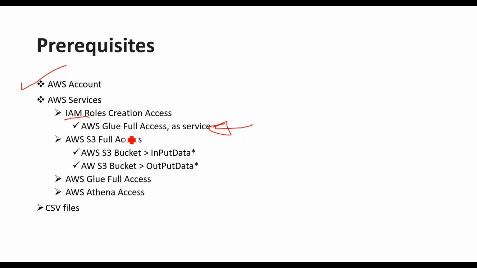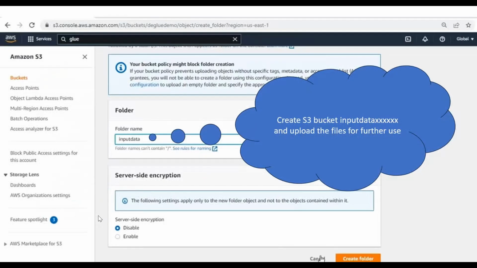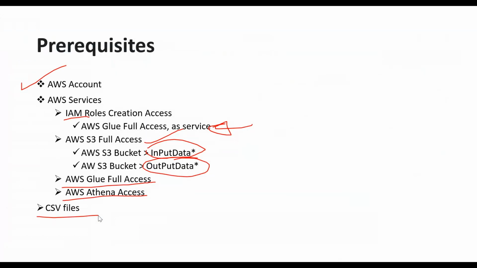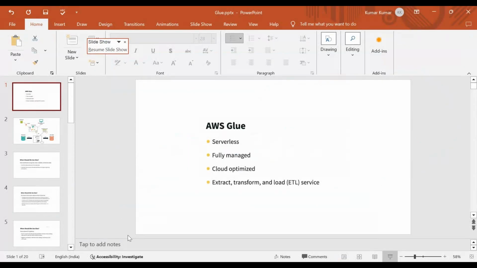Then we have AWS S3 full access, which is required for one input data bucket and another output data bucket. AWS Glue full access and Athena full access are also needed. Following that, we are going to refer to a CSV file for, let's say, employee and department, and we'll do the associations. So let's see that in an input and output file first.